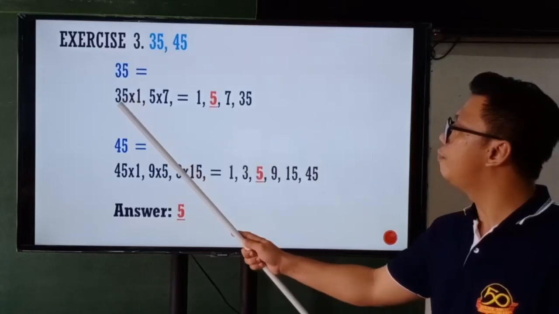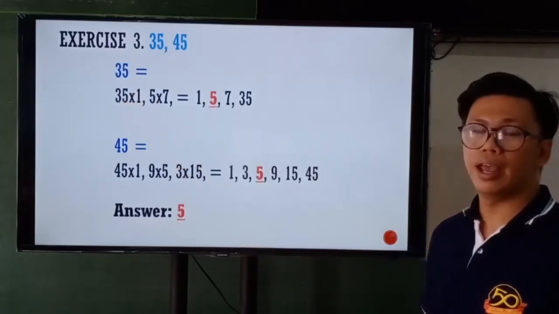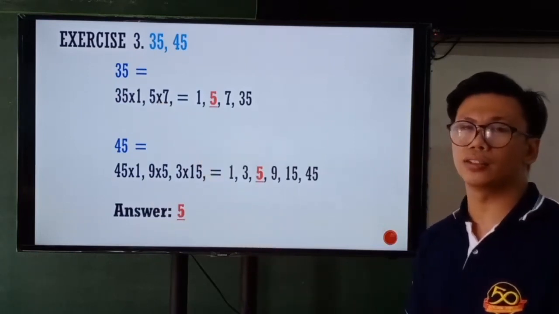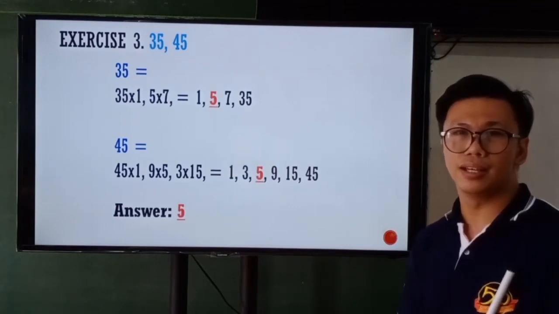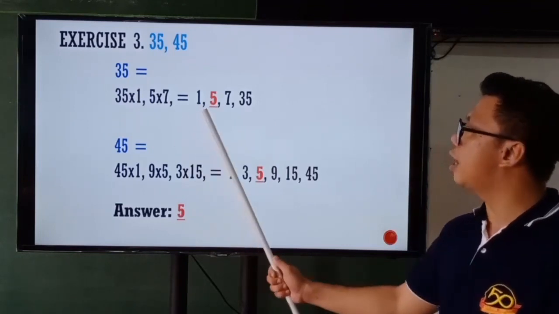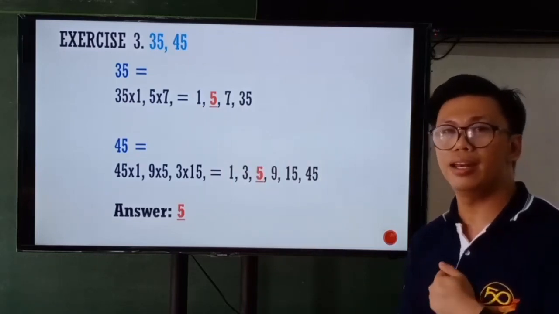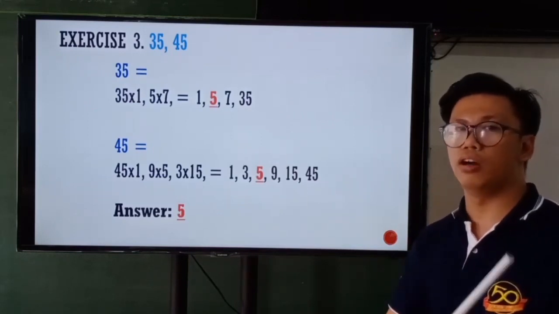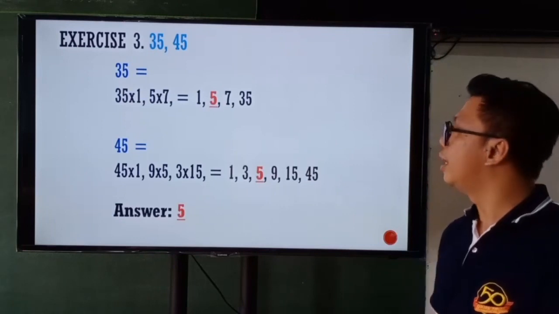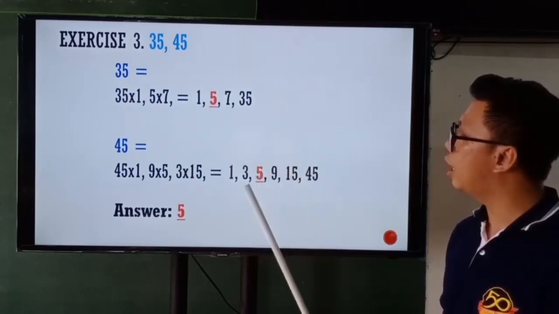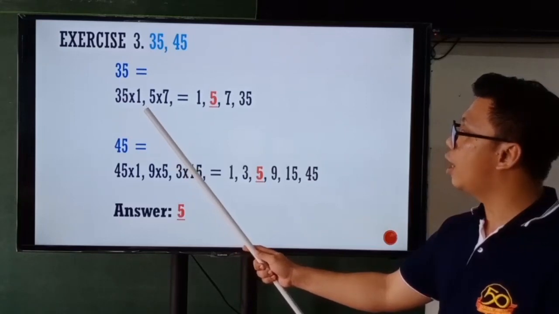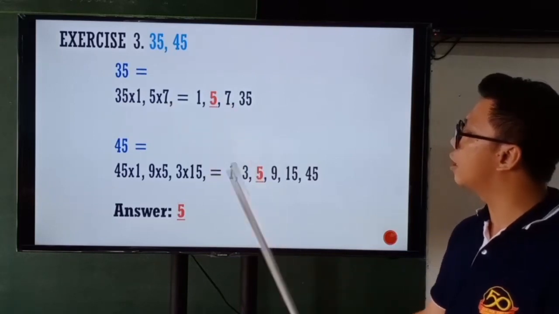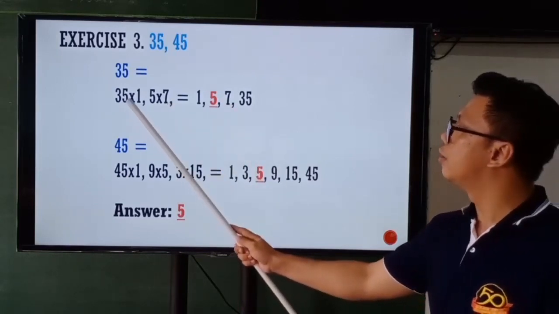Very good. We have 35 times 1. And what else? We have 5 times 7. So that is the factor of 35. What is next? Very good. We will list the numbers in ascending. Again, what is ascending? That is writing the smallest number to the largest number. Understand? Okay, let's start. What is the smallest number? We have 1. What's next to 1? We have 5. We will write 5. Next is 7. We will write 7. And the last number is 35.